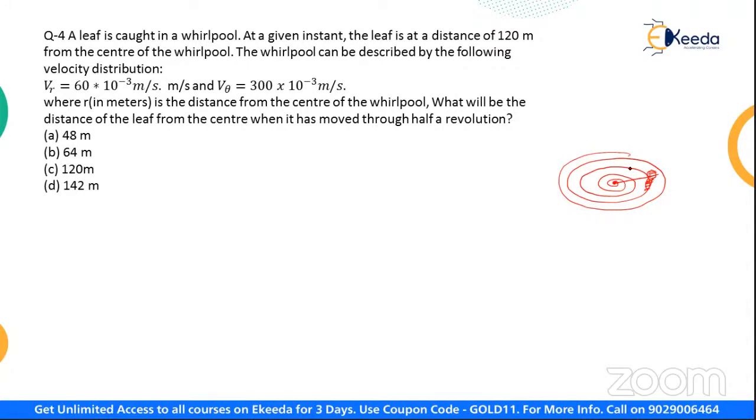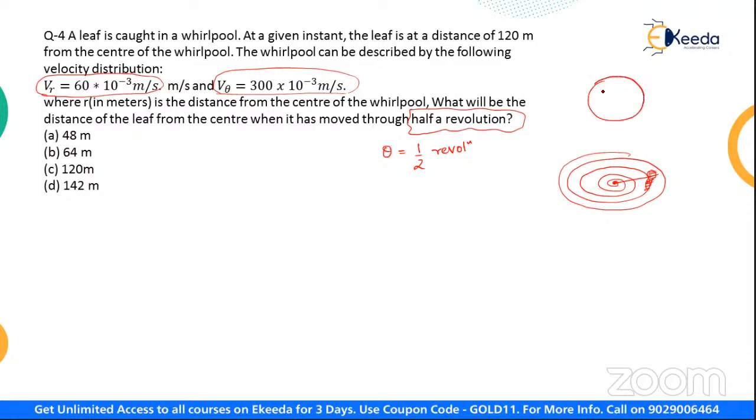The whirlpool can be described by the following: the velocity in the radial direction is given by 60 into 10 raised to the power minus 3 r meter per second, while the angular velocity is given by 300 into 10 raised to the power minus 3 r meter per second, where r is the distance from the center of the whirlpool. Now it is asking what will be the distance of the leaf from the center when it has moved through half a revolution. That means this is giving us the value of theta, that is half of the revolution.